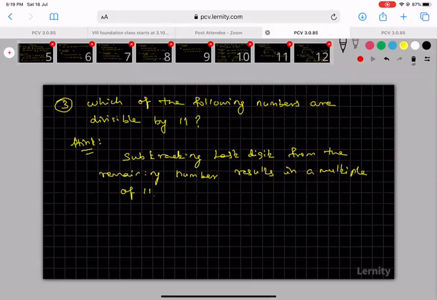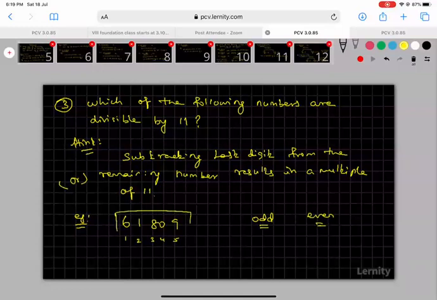Or otherwise, you have another rule. Suppose, for example, I will tell you, suppose you are having 61809. Okay, so you see, we can split into odd and even places. This is first place, second place, third place, fourth place, fifth place. This is the problem they are given. Here, which ones are odd places? 1, 3, 5 are odd.